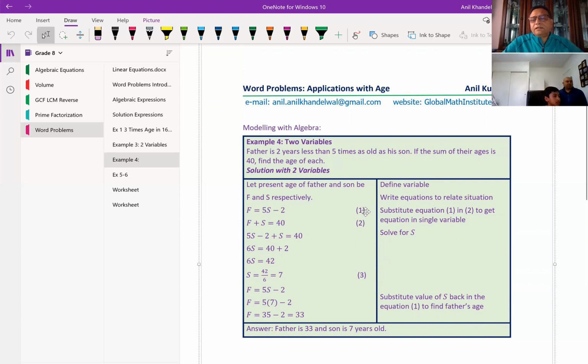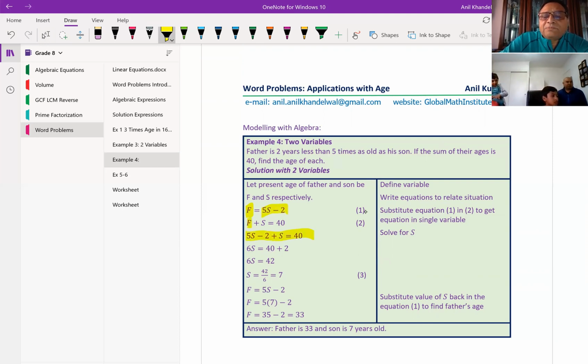So you understood the technique of solving. Substitute f, which is 5s minus 2, here. So you get the third equation, which is 5s minus 2 plus s equals 40. Do you get this step? Yes. Focus on this step and try to understand how by substituting one equation into the other, we actually write the equation in terms of one variable and that variable can be calculated. Once we calculate the variable, then we can actually answer the question completely, correct?